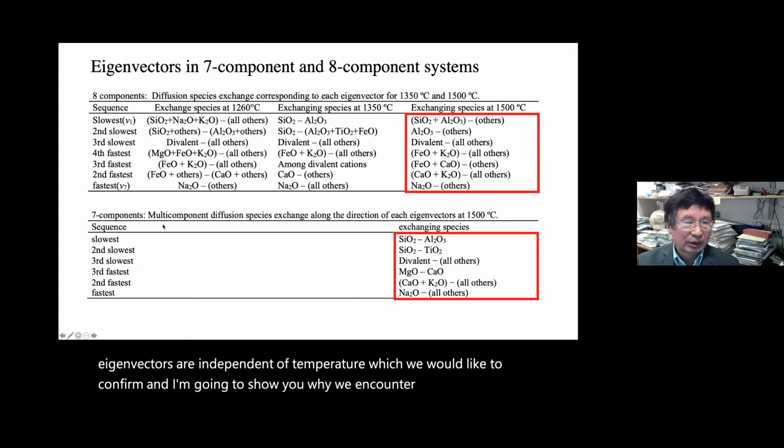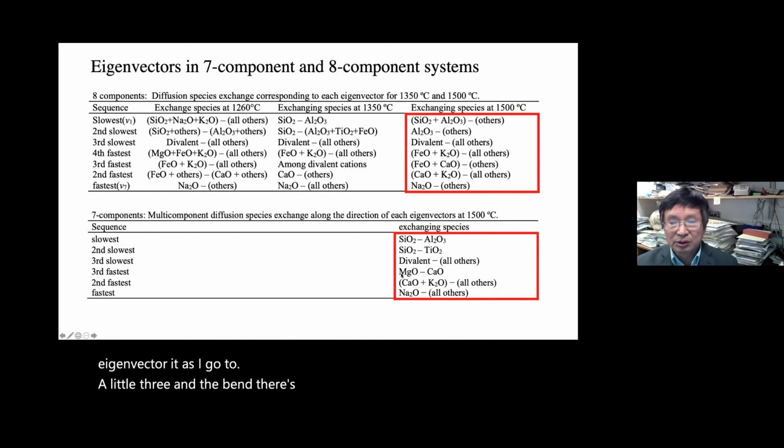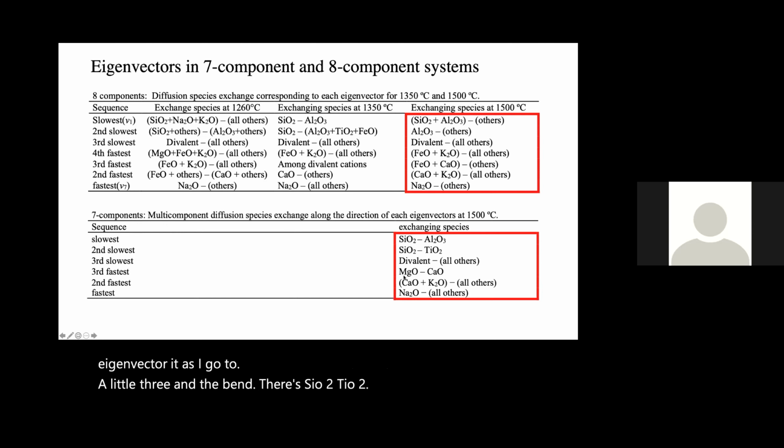So for example, in the haplobasalt system, the first eigenvector, the slowest eigenvector, it's SiO2 and Al2O3, and then there's SiO2, TiO2.